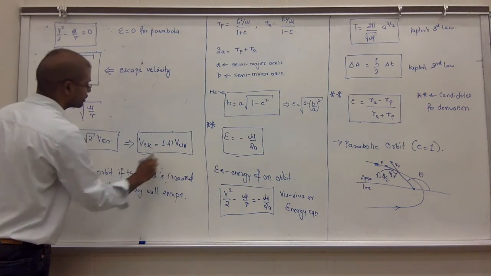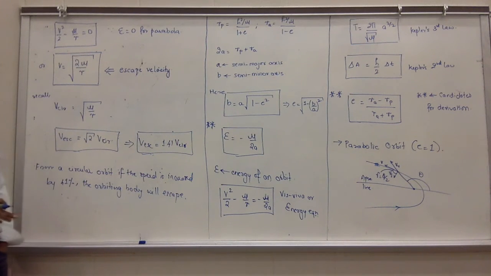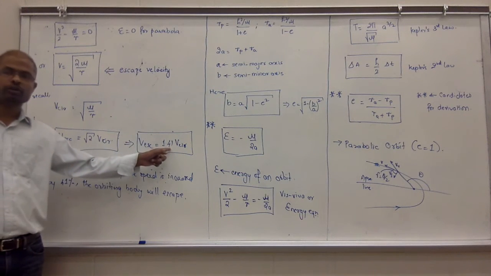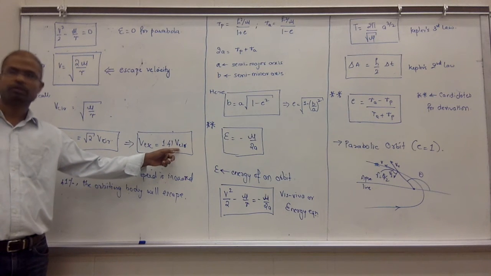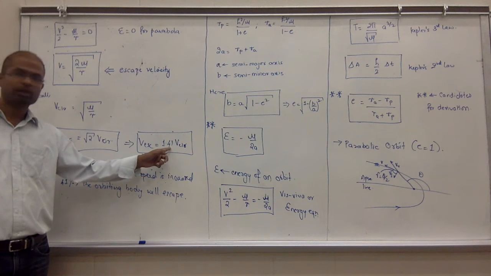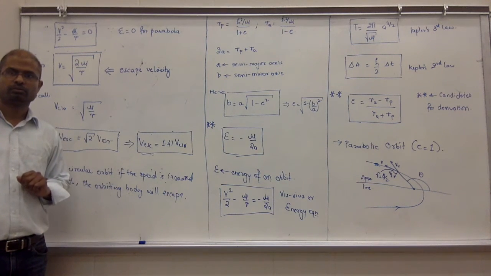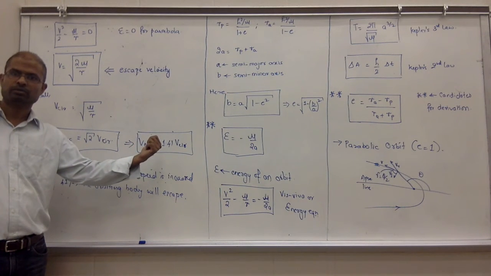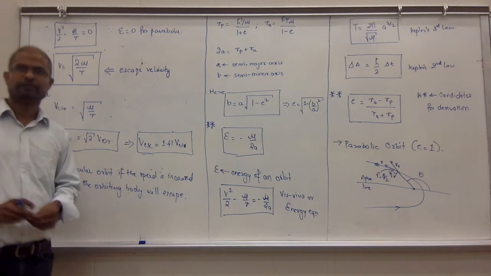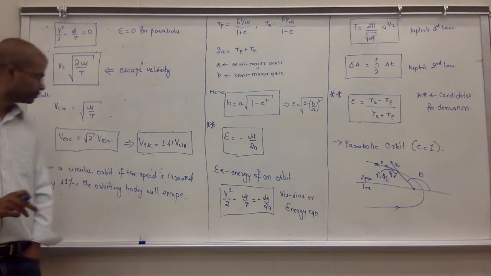So what that means is, in any circular orbit, if you increase the speed by 41%, you'll escape. Consider being in any circular orbit. If you increase the speed by 41%, you'll escape. So if you don't want to escape, you cannot increase the speed by more than 41%. Okay. Where does that number come from?